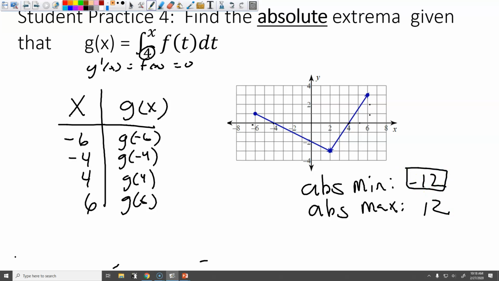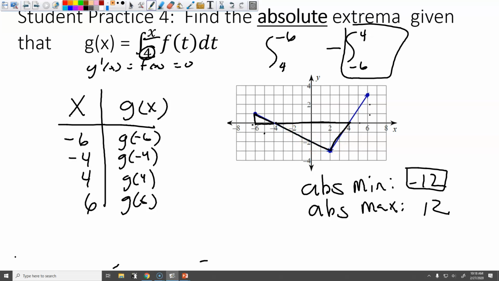So let's go ahead and see what we can do about it. First of all, g of -6. We're going from 4 to -6, right? Now I'm not going to take time to calculate all of these just because of time. But first of all, we would have to flip this one. And then second of all, we need to find the area. So what is the area from -6 to 4? So from -6 all the way up to 4. So here and then here.